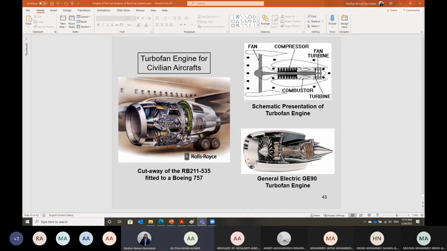Doctor, why is the air leaving at higher velocity?